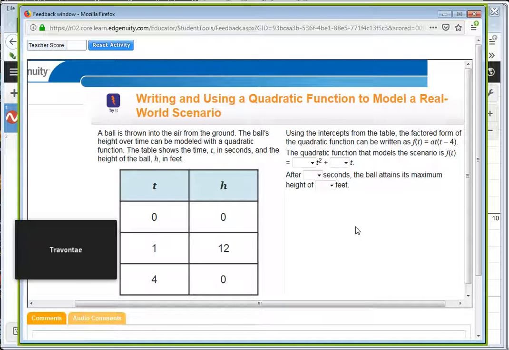Now, I wonder if I'll actually see what you put in. I may not. I just clicked on it today. I didn't get the answer yet. Okay. Write the function in standard form and use it to find the maximum height.